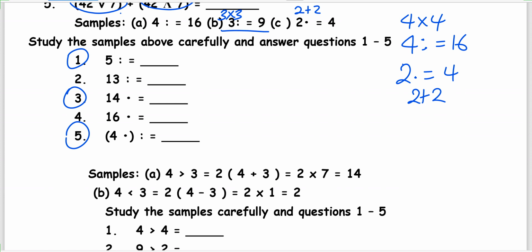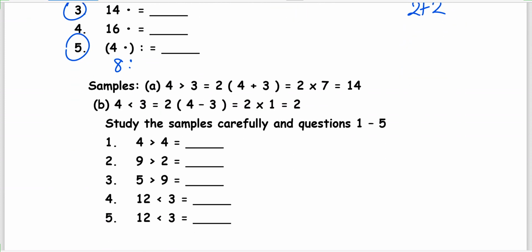Then number 5, what do we do? Now for number 5, you have 4 and a single dot in the bracket. So we do 4 plus 4, which is 8. Then 8 double dot means 8 times 8. Then we get our final answer. So I believe with that, we should be able to solve that sample that we have up there.